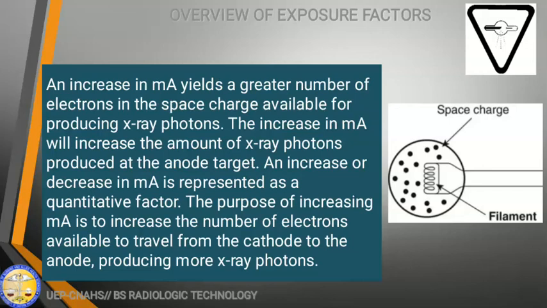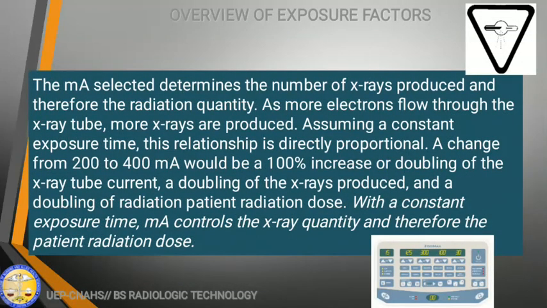So the number of electrons produced with the use of MA, and for them to reach the target or the focal spot, the energy we need is provided by KVP. So you see the difference between the two. When we say number, the amount of electrons that should produce X-rays is controlled by MA. The speed of the electrons traveling from the cathode to the anode is controlled by KVP. So the MA selected determines the number of X-ray photons produced and therefore the radiation quantity. Earlier we said KVP: energy, penetrability, quality, then contrast. Here, we said MA is number, therefore this is quantity. As more electrons flow through the X-ray tube, more X-rays are produced.